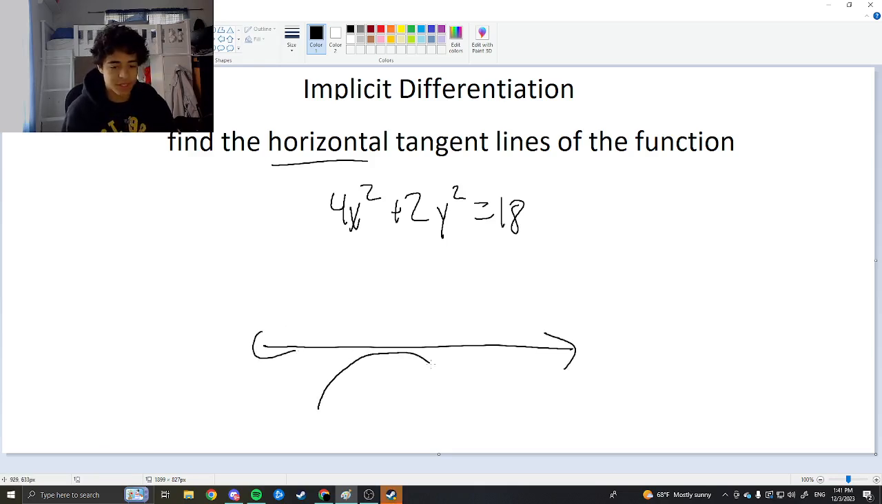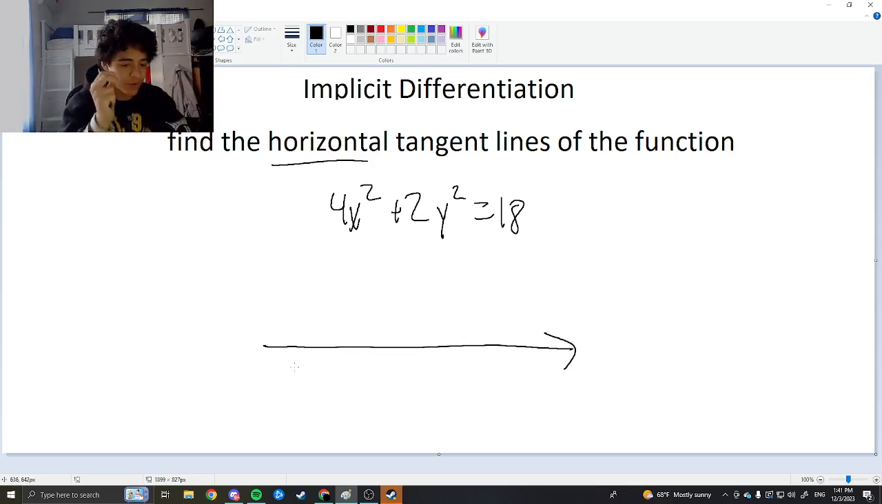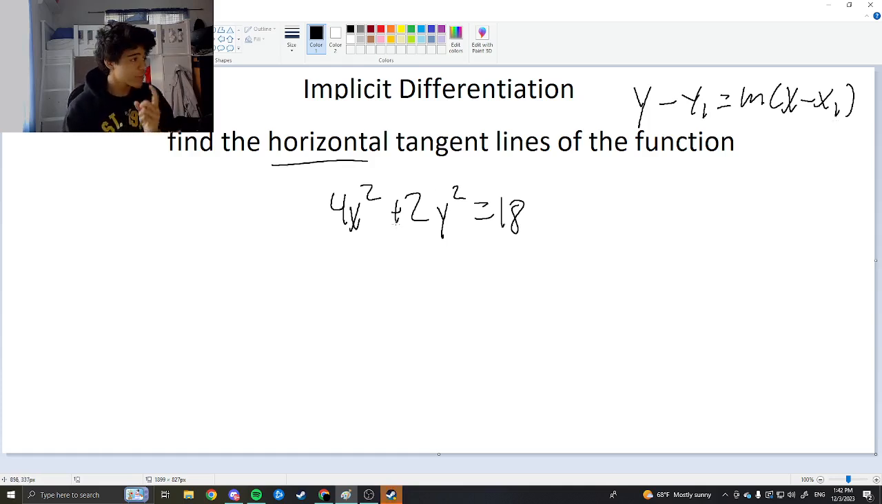So it would be something like this, right? At this top here, there's no slope because it's just straight flat. So it's asking you to find the equation of the tangent line at that point. In pre-calc, we learned point-slope form, which is y minus y1 equals m times (x minus x1). This is the formula to find an equation of a line. So the first thing we have to do is find out what the y1 value, the x1 value, and the slope would be.